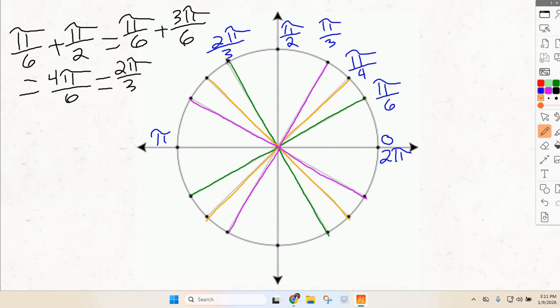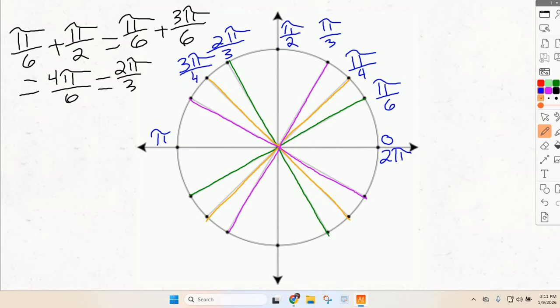We can do something similar with our pi over 4. So what's our common denominator between 4 and 2? 4. So we would have pi over 4 plus 2 pi over 4, which gives us 3 pi over 4. Yeah, that one doesn't reduce.